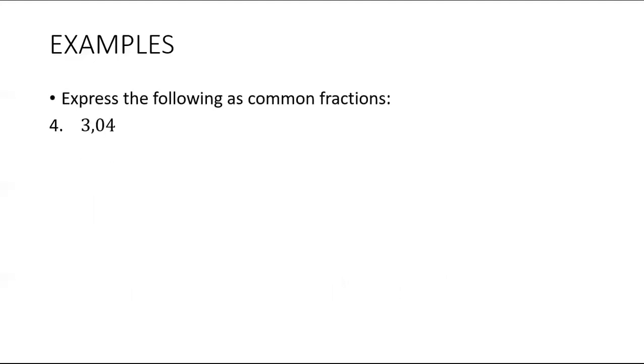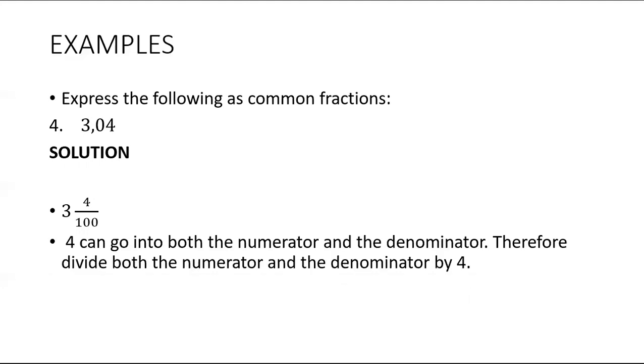3,04, we can simply write this as 3, and we take 4, we divide it by 100. Now 4 goes into both the numerator and denominator. It goes once into the numerator, and into the denominator it goes 25 times.